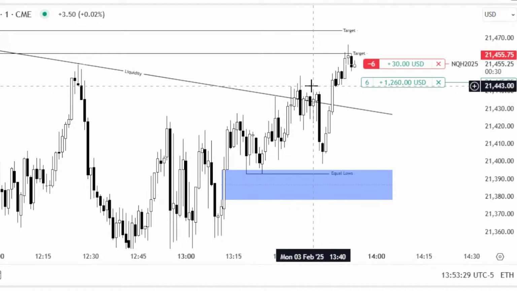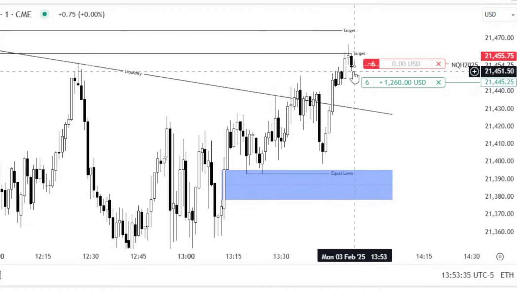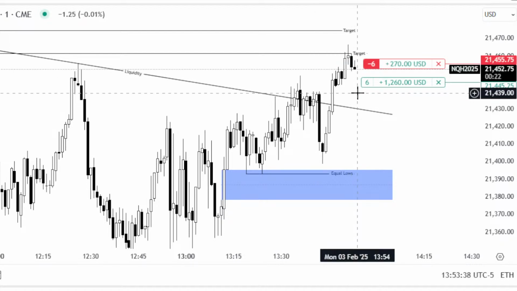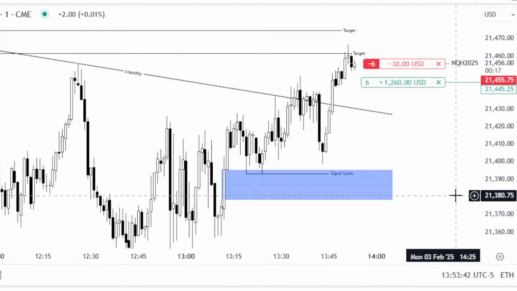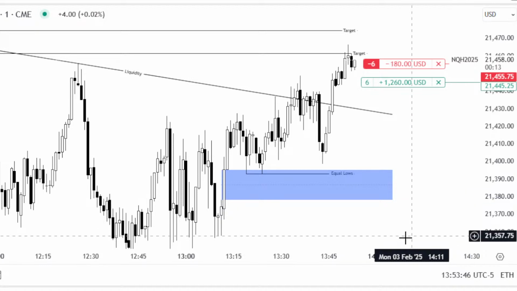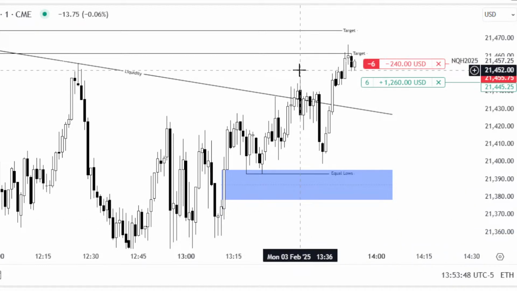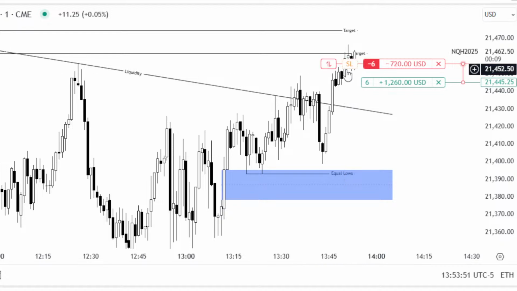Into this fair value gap, so I'm taking it just before we get to that fair value gap, but I think we might want to go into that fair value gap at least to test it if we want to go higher. Or it could just run away. Yeah, I mean, it filled this little gap.